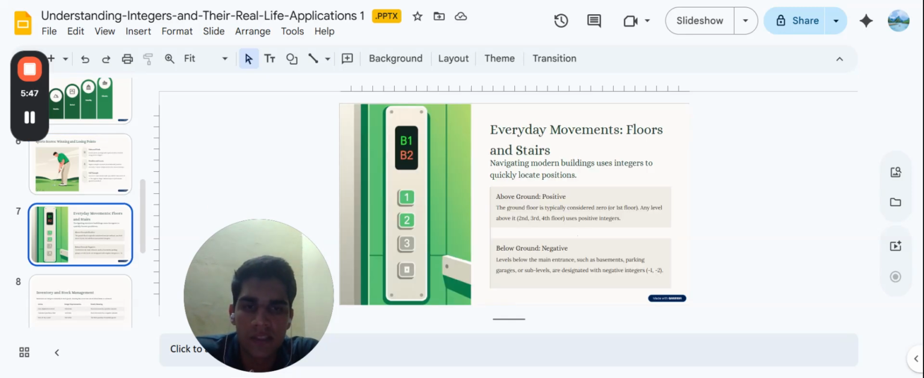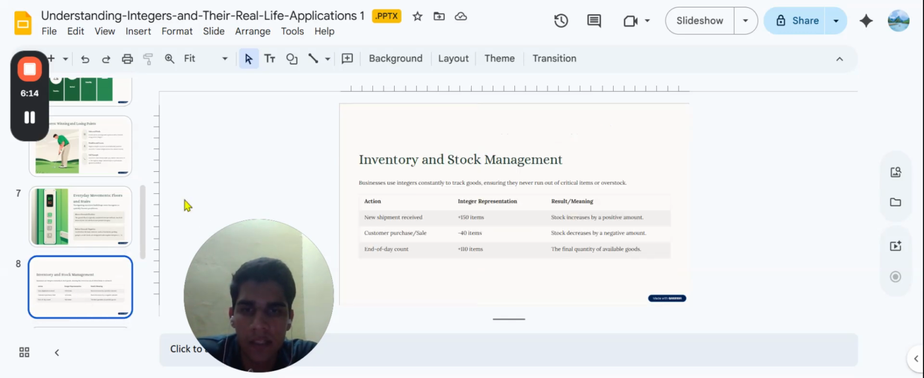Navigating modern buildings use integers to quickly locate positions. Generally, the ground floor is considered the zeroth floor, and everything above the ground floor we consider positive, and below the ground, like basement, parking garage, or sub level, we designate with negative integers.